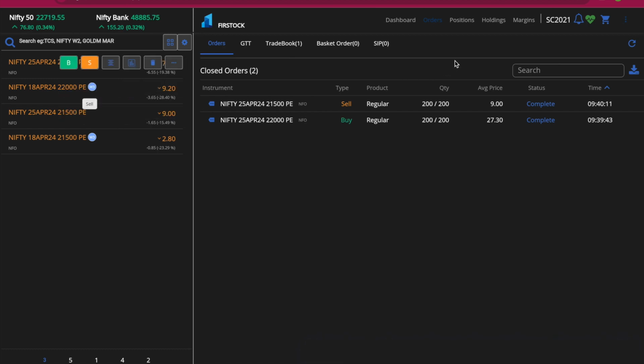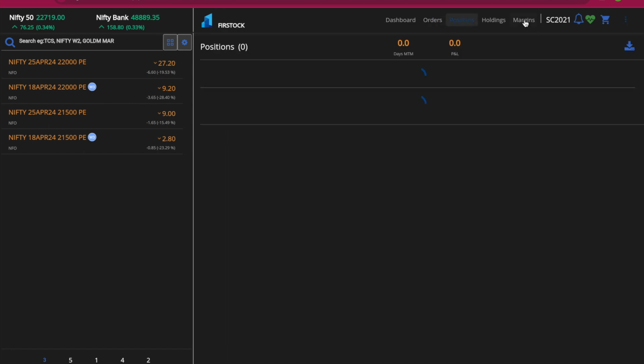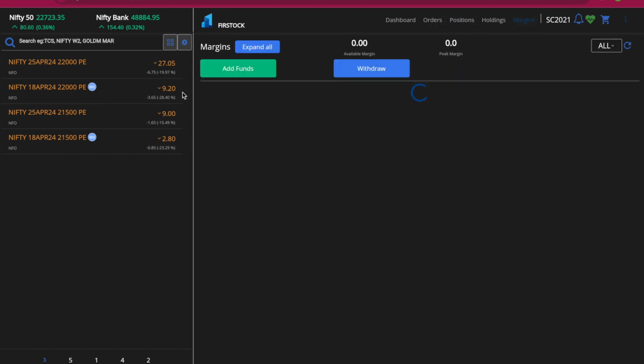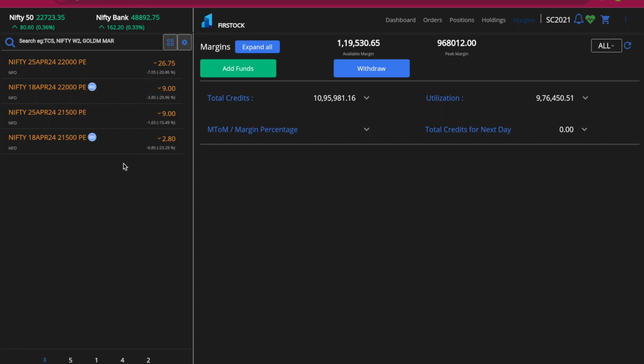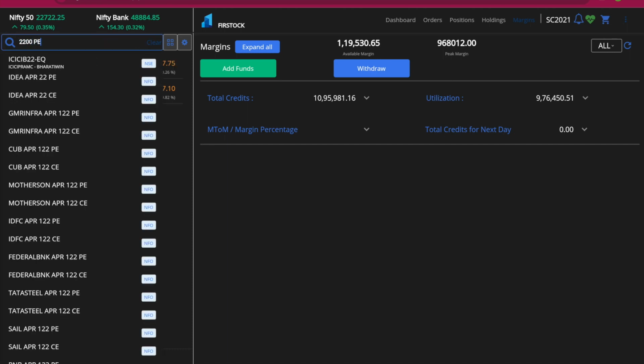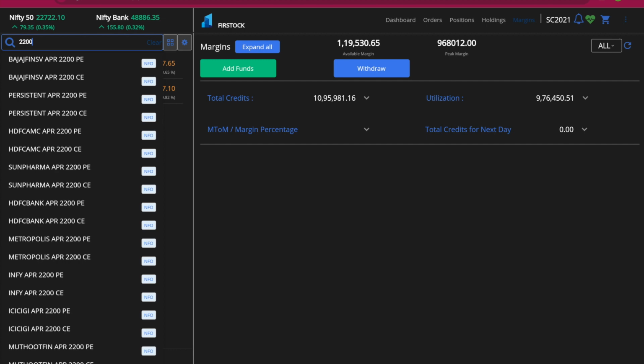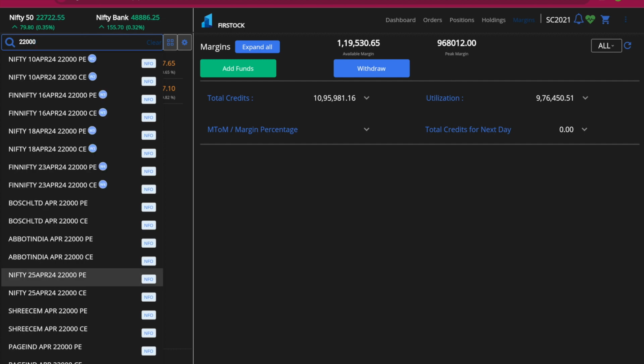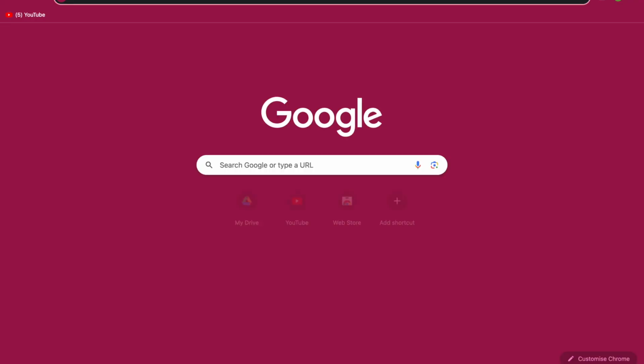What we are going to do next is basically we check the positions, and now we check the margins. The margins have increased quite a bit. So here what we can do is probably increase our risk factor and go to 22,200 PE. Okay, so 22,200. We will also check the option chain.